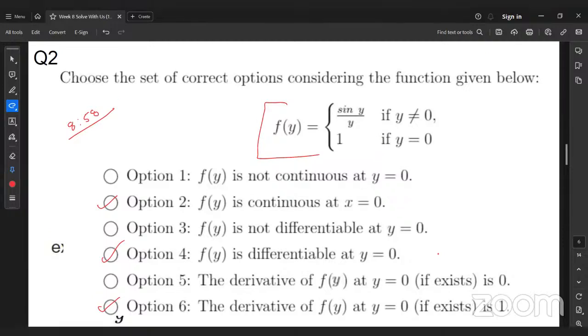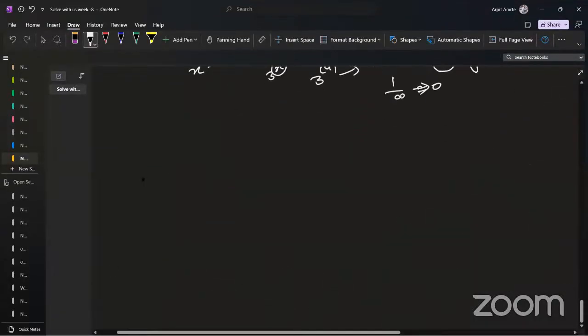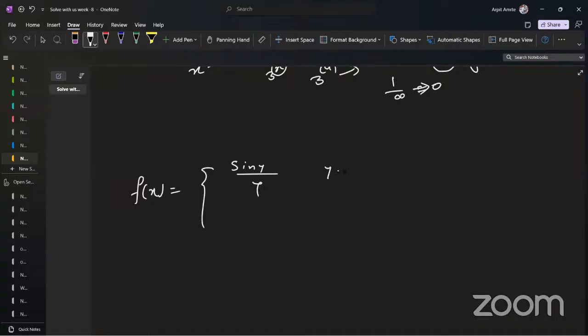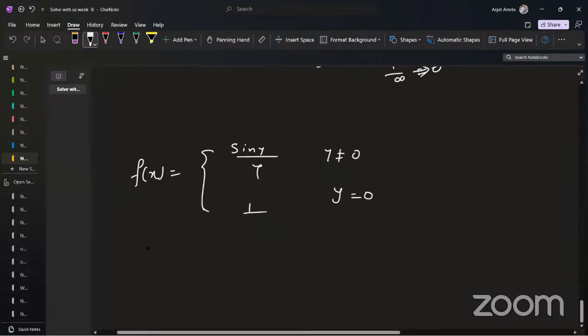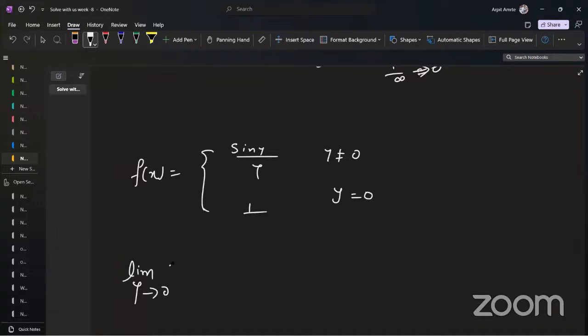Okay, let's try to solve this. We have sin y by y when y is not equal to 0, and 1 when y is equal to 0. Okay, so what do we need to check for continuity? We need to check that the limit as y goes to 0 of f of y is equal to f of 0 or not. Is this thing happening or not? That we need to check for continuity, right?